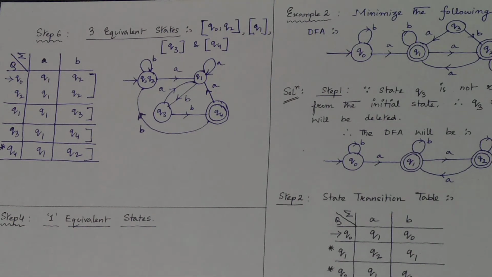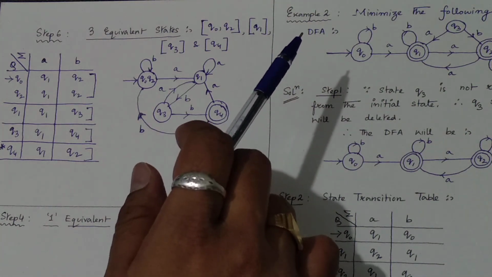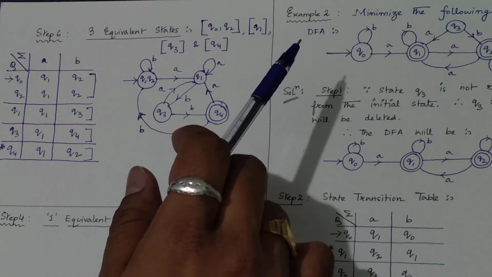Clear? So now moving to the next example, you can please check it out in the next video. That will be an extended part where we will be discussing 2 more examples for minimization of DFA. We will start off with example number 2 in the next video, and we will also check one more, example number 3.